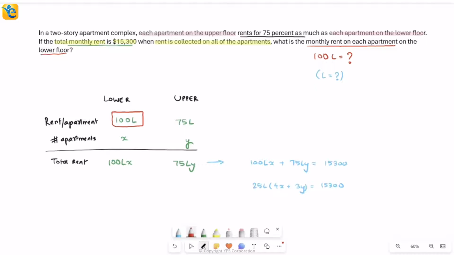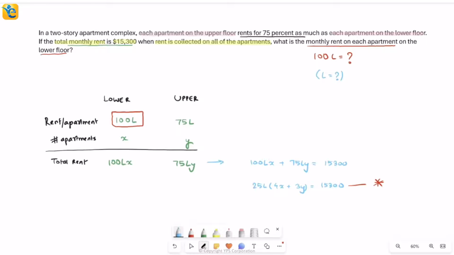If you focus on this equation, let me mark this with a star, so equation star, either I should be able to find L directly through a statement, or my statement should give me 4X plus 3Y, this expression. If I find 4X plus 3Y, then I'll be able to put it into this equation, and then my only unknown will be L. So again, I'll be able to find L.